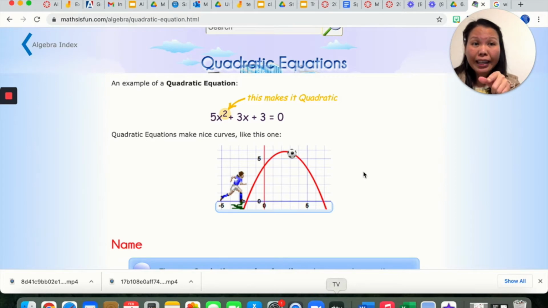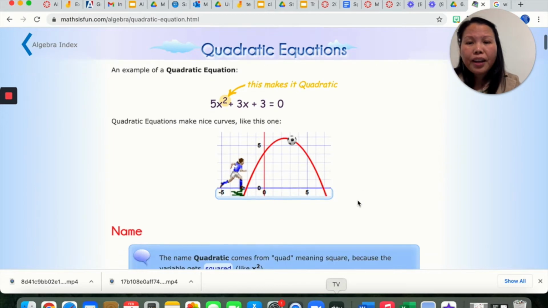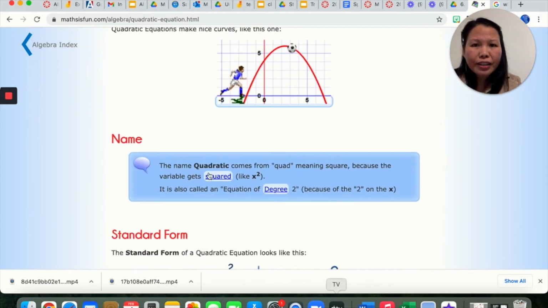You can see the athlete there, and of course sport players or athletes, if you want to be really good at what you do, you have to study the path of the parabola, the path where your ball is going to be when you throw it, right? Basketball, or when you kick it, like soccer. Right here, we also have the name. The name quadratic comes from quad, meaning square, because the variable gets squared, like x squared. It is also called an equation of degree 2 because of the 2 on the x.